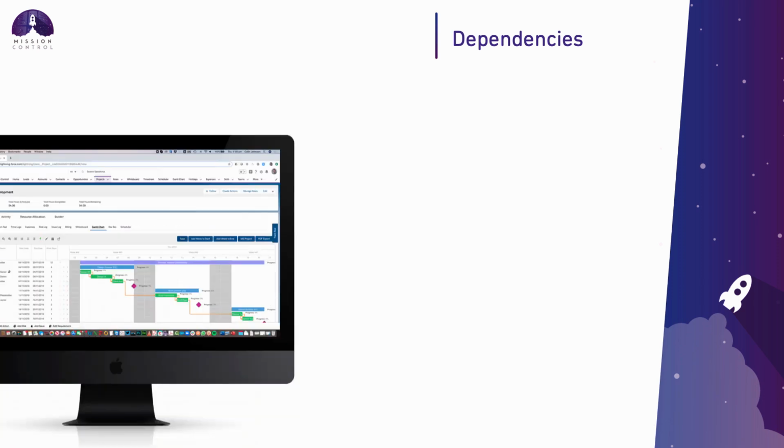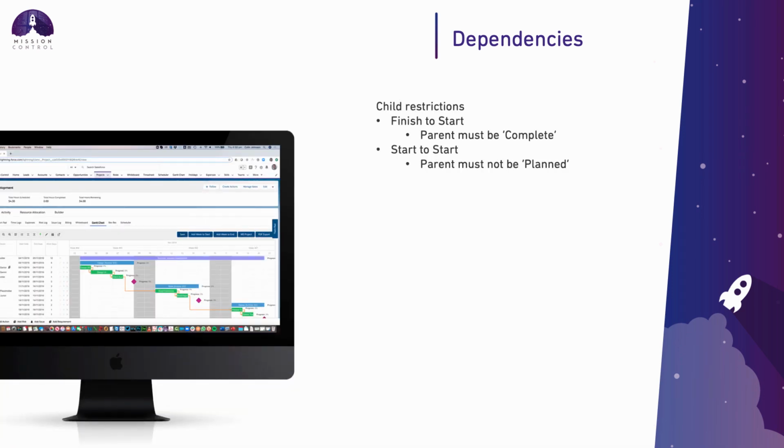So dependencies, a few releases ago, we added in the ability to have multiple different dependency relationships, and that ultimately rendered a validation rule that we had in the package redundant. So that validation rule basically used to allow you to enforce that the parent record had to be completed, if it was a finish to start, before you could start the child.